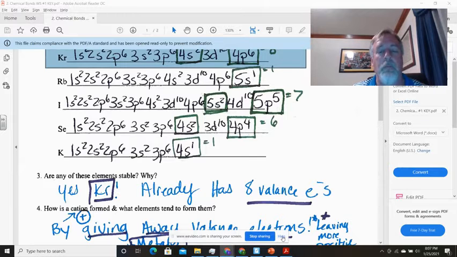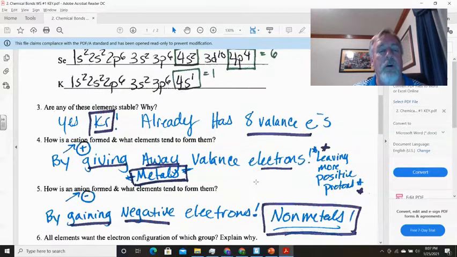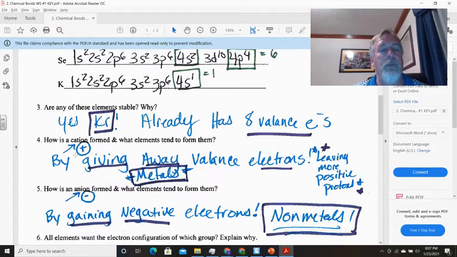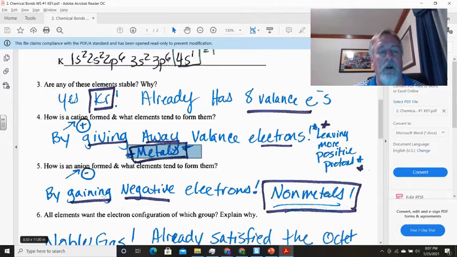Next, we're talking about how cations are formed and how anions are formed, questions 4 and 5. Remember cations: think of that t there, it kind of looks like a plus sign, so it's positive. Anions have an n, think negative. A cation is positive because the atom gives away some valence electrons. If it loses some negative charges, there are more positive protons left, and we have a positive charge. Looking at our periodic table, it's our metals that give away their electrons.